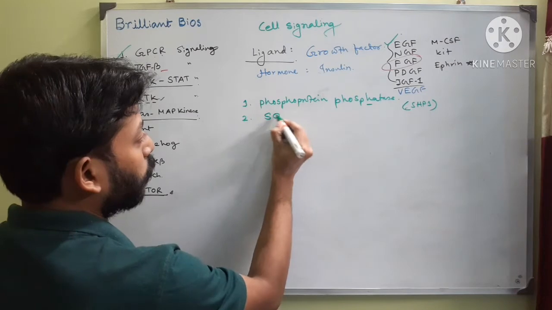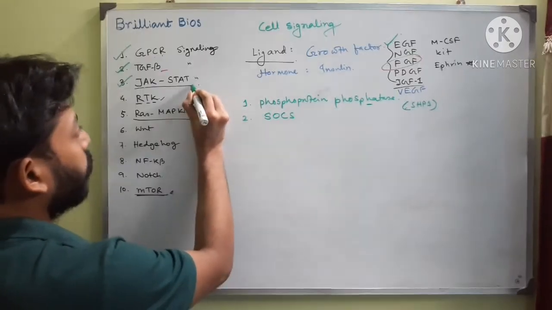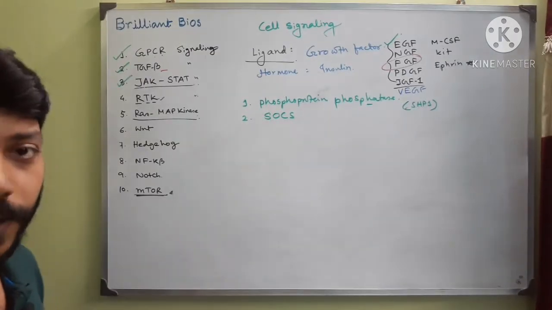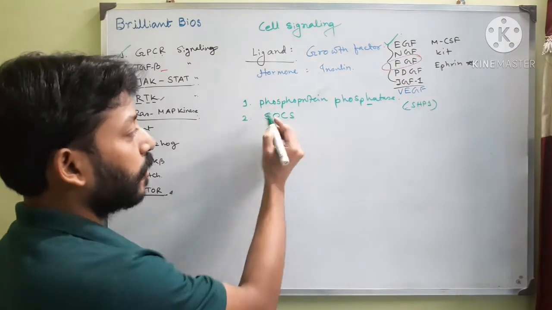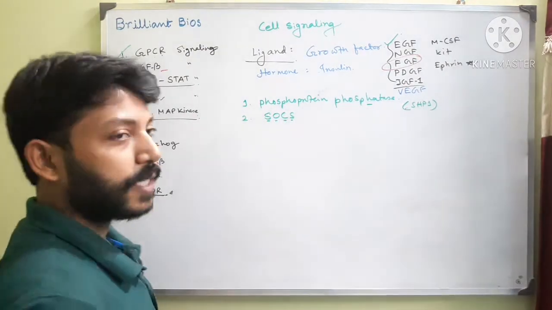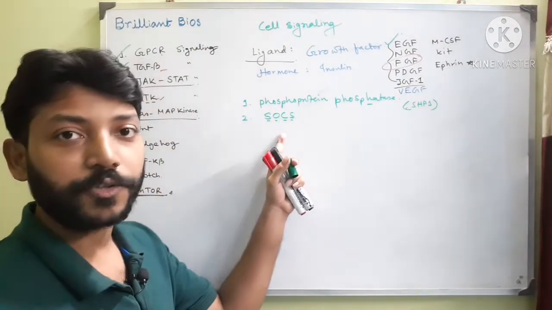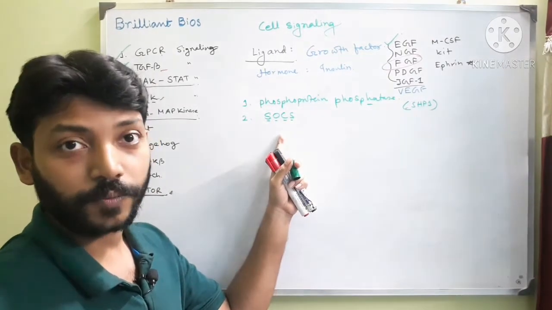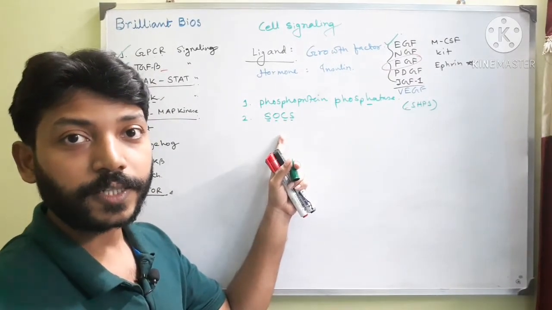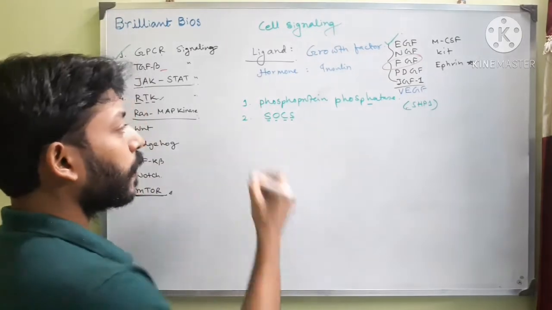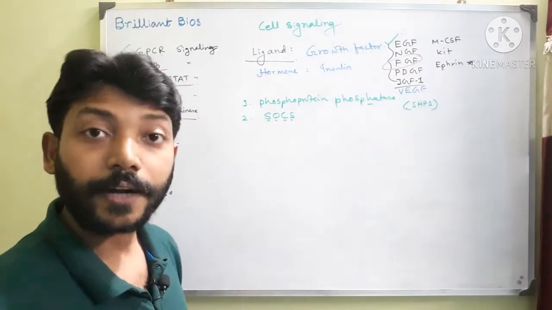Second is SOCS, which is also governed by the JAK-STAT pathway. SOCS means suppressor of cytokine signaling. I have mentioned this is an E3 ubiquitin ligase that can polyubiquitinate the receptor and also the JAK protein. This also functions in the RTK pathway.